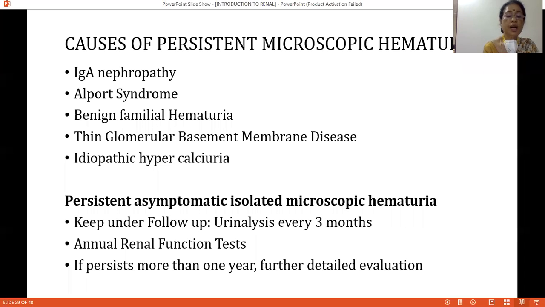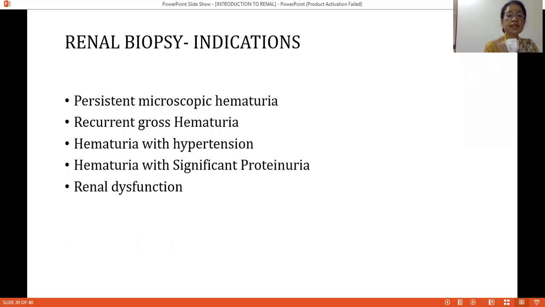So this you need to follow up. Urine analysis every 3 months, then annual renal function test. If it persists more than 1 year, then you have to do thorough investigations in this case.